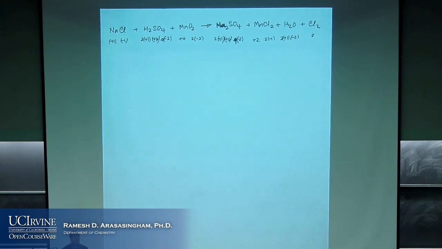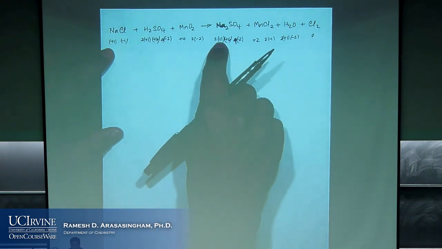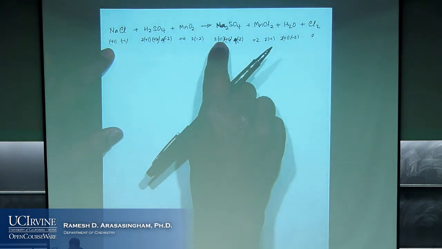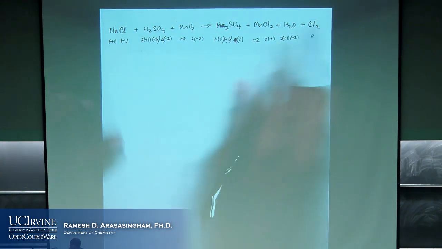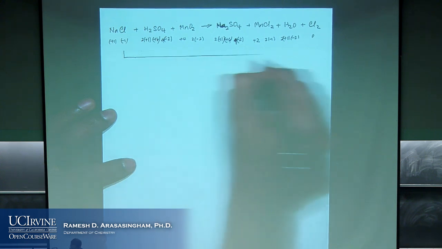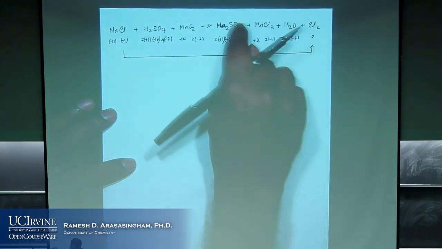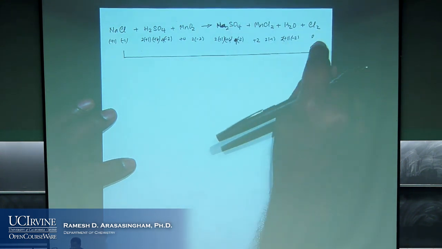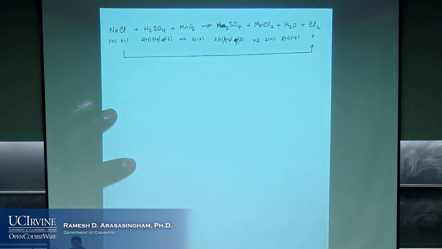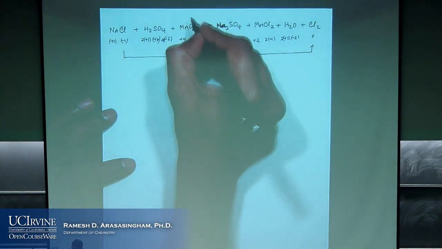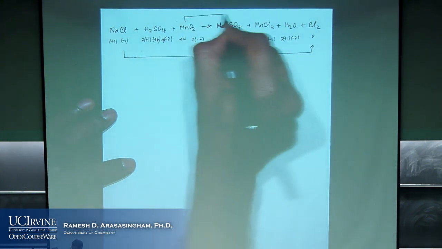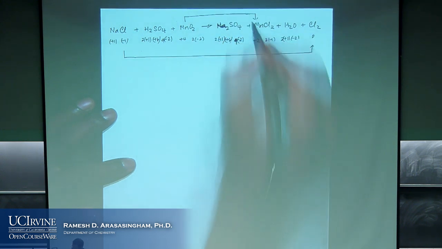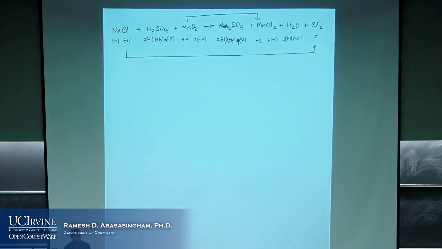Now, I need to figure out what is undergoing changes. Sodium is +1, sodium is +1, so sodium didn't change. Chloride is -1, it goes to 0. So we know chlorine has changed, but there are 2 types of chlorine. There are some chlorines that don't change and some that do. And then the other thing that changes is manganese goes from +4 to +2.